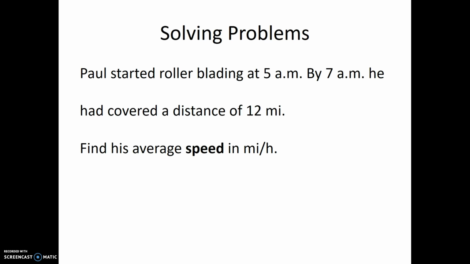All right, let's do this together. So Paul started rollerblading at 5 a.m. and by 7 a.m. he had covered a distance of 12 miles. Find his average speed in miles per hour.